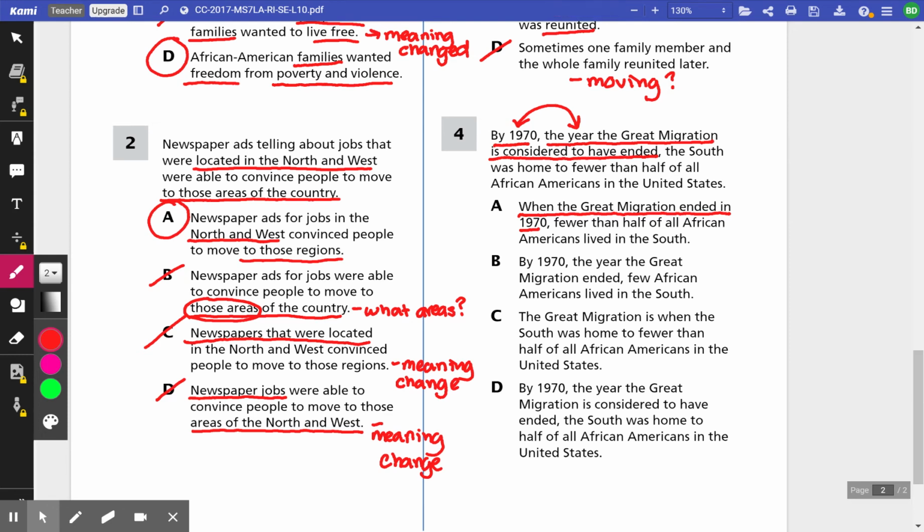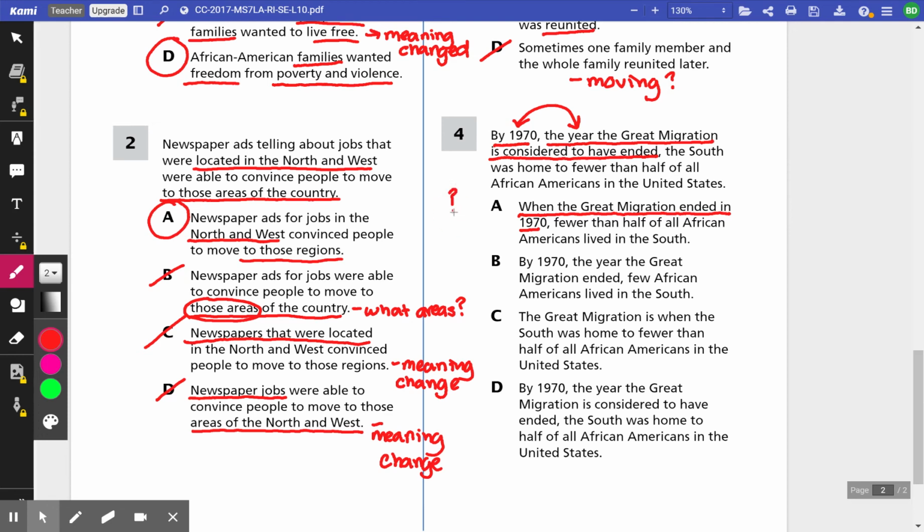And the rest of the sentence is the same, right? Because it's still telling us that fewer than half of all African Americans lived in the South. So I'm going to leave answer choice A as it is right now. I kind of like what they've done here. So I'm going to go ahead and look at answer choice B and we'll come back to answer choice A. I'm going to put a question mark beside it for now.